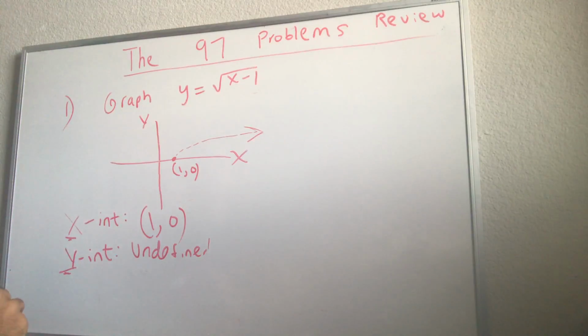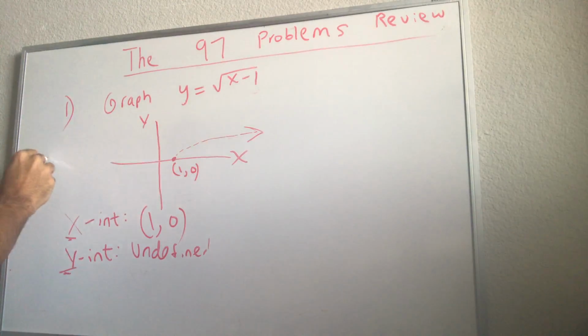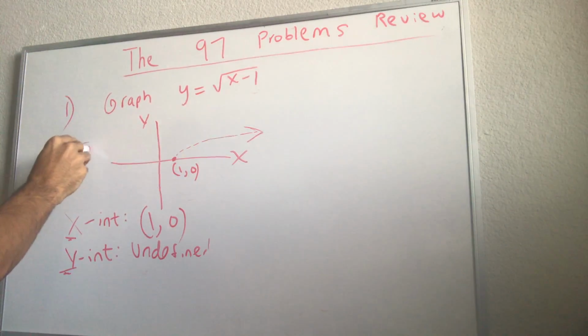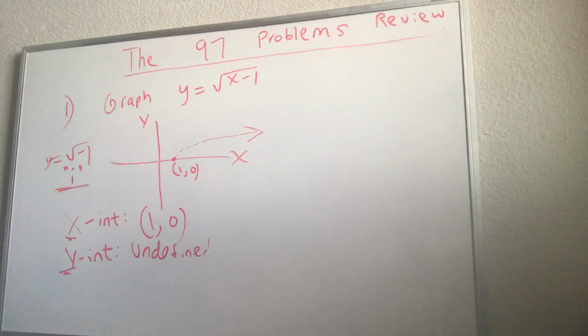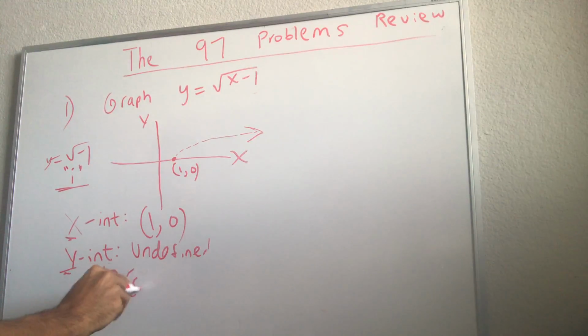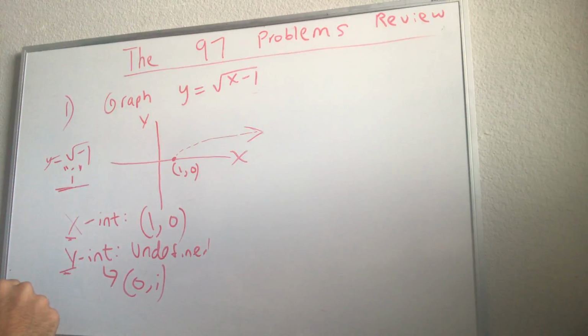But if you think about it, when I say the y-intercept is the value of y when x is set to 0, we can do that. And so we see that y is equal to the root of -1, and the root of -1 is really i. Remember the imaginary value i that stands for the square root of -1. And so for the sake of it, you can say that your y-intercept is (0, i), but really it's just undefined because it's not crossing the y-axis.